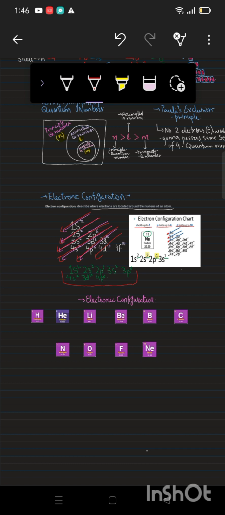However, there is only one exception. There is an exception in the chromium atom, which has atomic number 24, and I guess copper, which is 29. But we're going to look into it when we discuss the electronic configuration of those atoms.